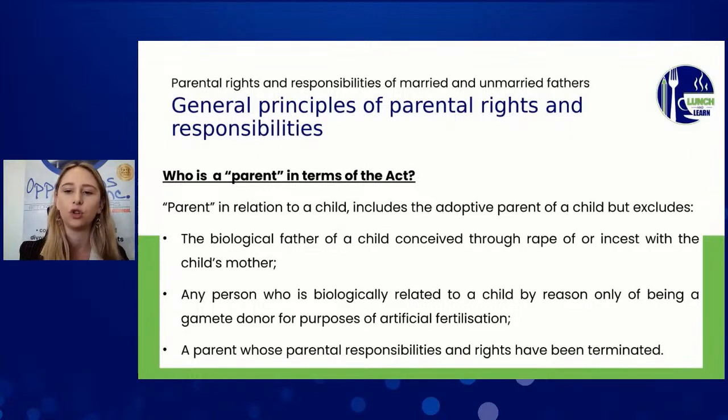So who is a parent in terms of the Children's Act? Well, a parent in relation to a child includes the adoptive parent of a child, but excludes the following persons. So it excludes the biological father of a child conceived through rape of or incest with the child's mother, any person who is biologically related to a child by reason only of being a gamete donor for purposes of artificial insemination or fertilization, or a parent whose parental responsibilities and rights have been terminated. So parental responsibilities and rights can be terminated by a high court, but only a high court can make such an order. So those are the categories of people who are expressly, in terms of the Children's Act, excluded from the definition of a parent.